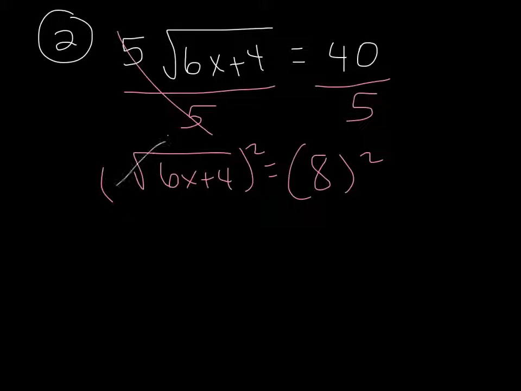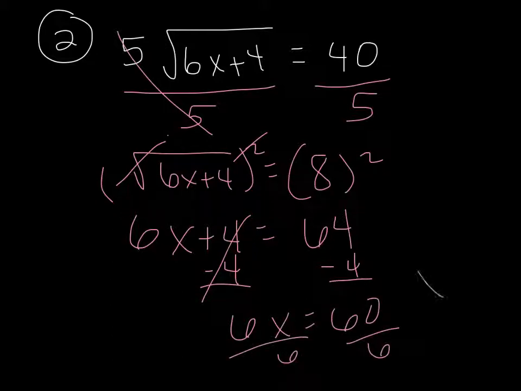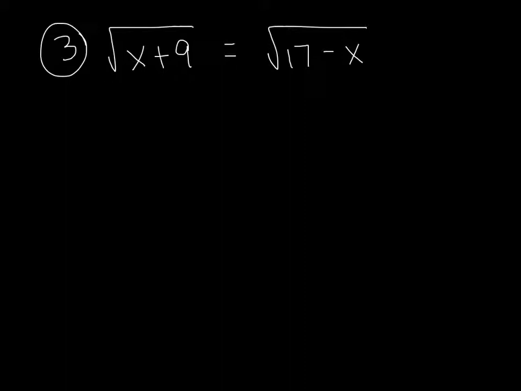So on this side, the square root and squared cancel each other out, so it's 6x plus 4 equals 8 squared, which is 64. Subtract 4 from both sides, so 6x equals 60. Divide both sides by 6, so x equals 10. Okay, so get that square root by itself first, and then you can square both sides. Last one, now you look and you see you have a square root equal to a square root.